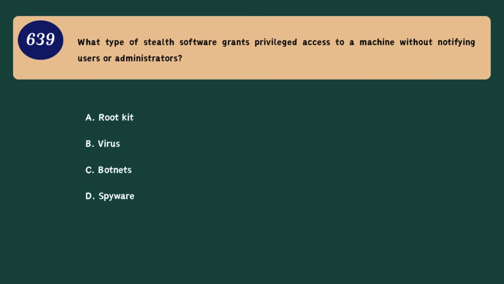Question 639. What type of stealth software grants privileged access to a machine without notifying users or administrators? A. Rootkit. B. Virus. C. Botnets. D. Spyware.